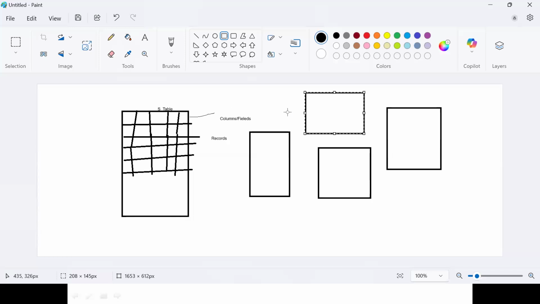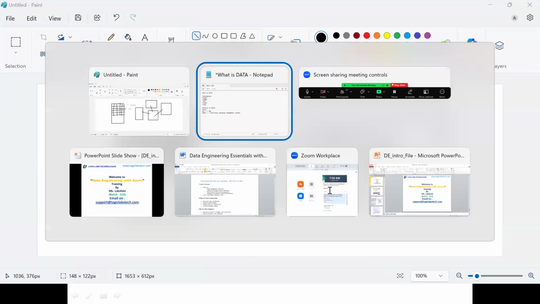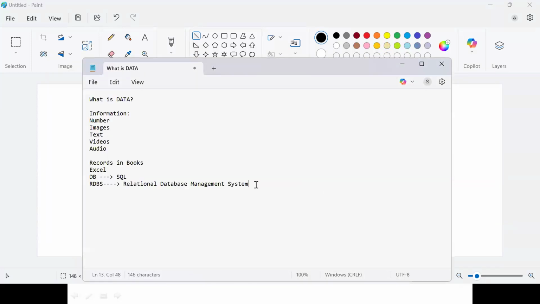This is how they divided the data into multiple tables and gave a relationship between the tables. This is called a relational database management system. The data is segregated into multiple tables, and they are maintained with a relational database management system. Okay, so now they are able to handle huge data. This is how the RDBMS got introduced.